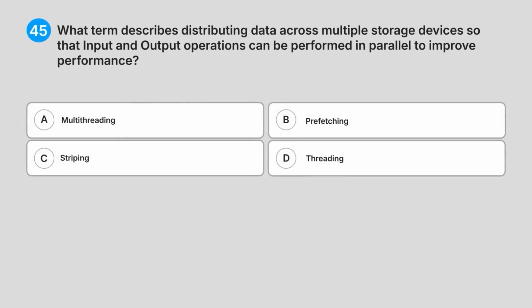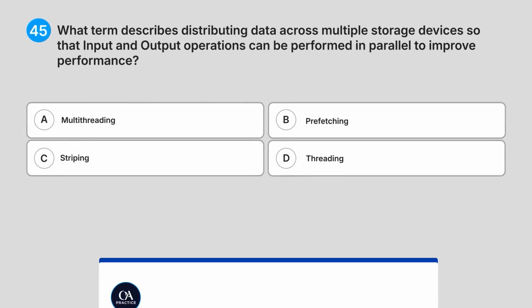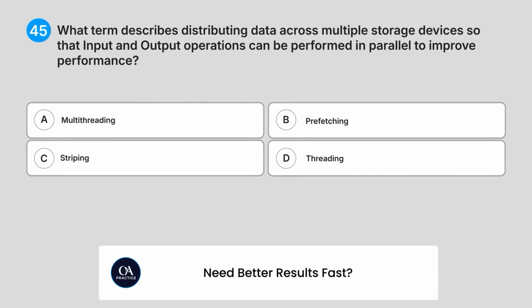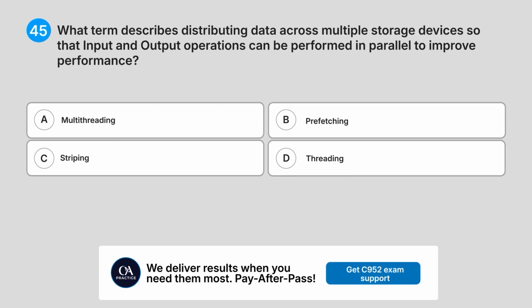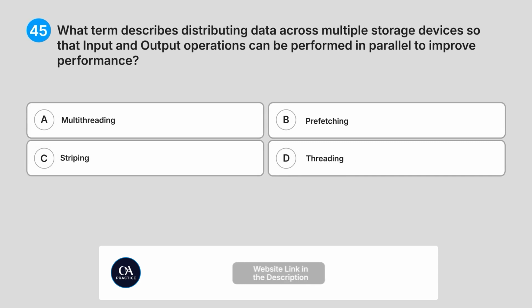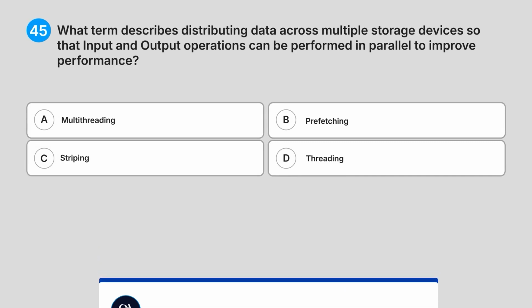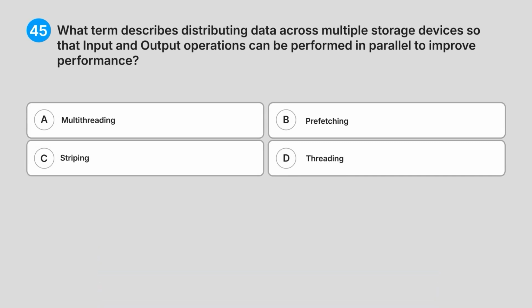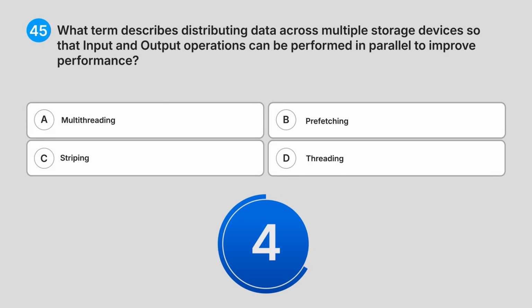45. What term describes distributing data across multiple storage devices so that input and output operations can be performed in parallel to improve performance? A. Multi-threading. B. Prefetching. C. Striping. D. Threading. Do you know the answer?